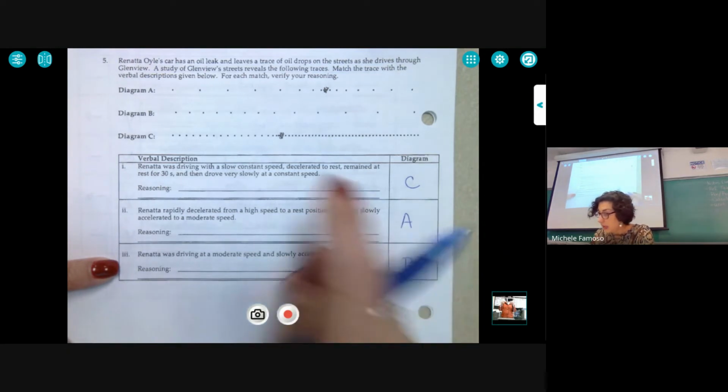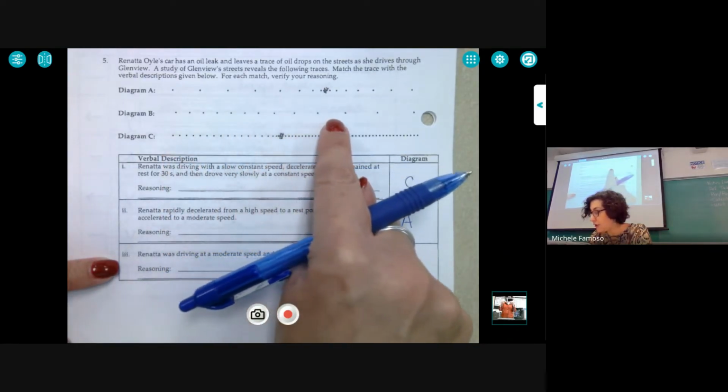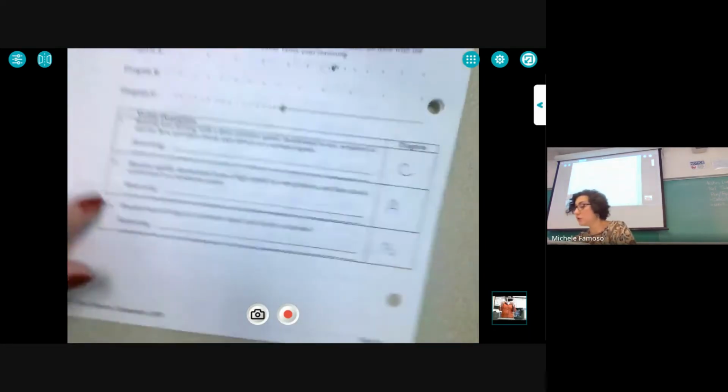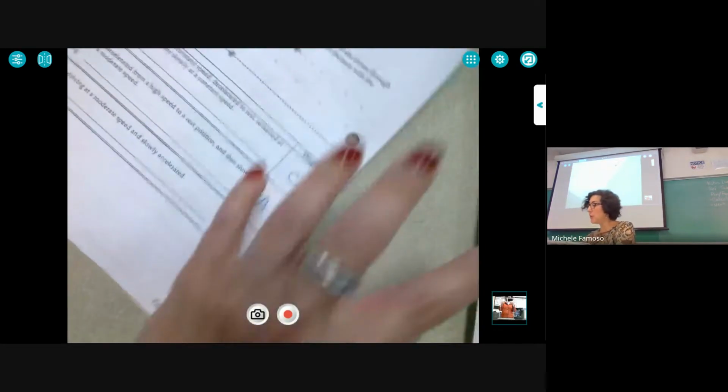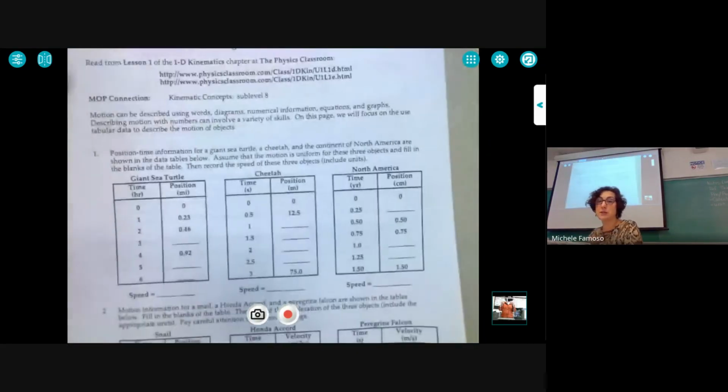B. Here we see a slow, constant speed, but then they gradually get further and further apart, so it shows a slow acceleration or a small acceleration. Okay, let's go to page 5, which is the last one before we begin our review for tomorrow's test.